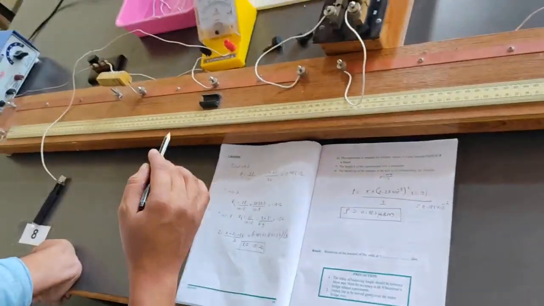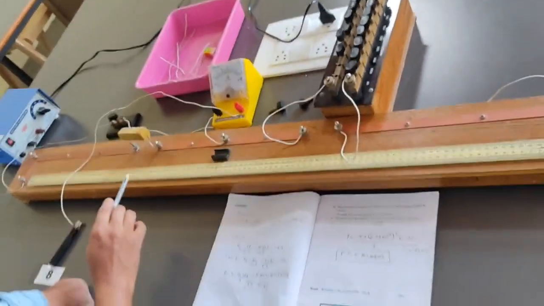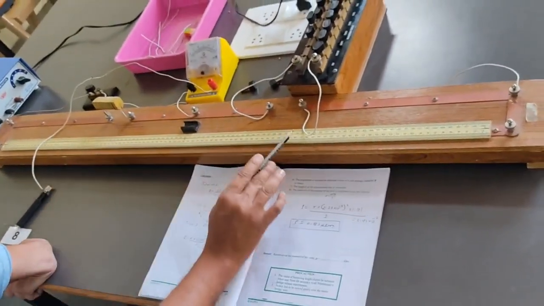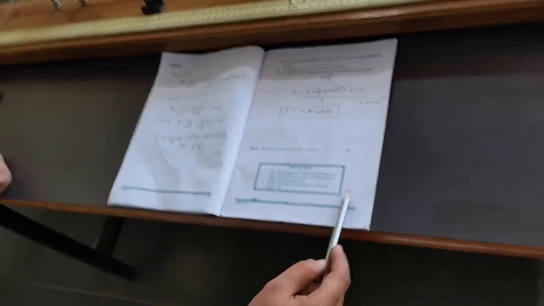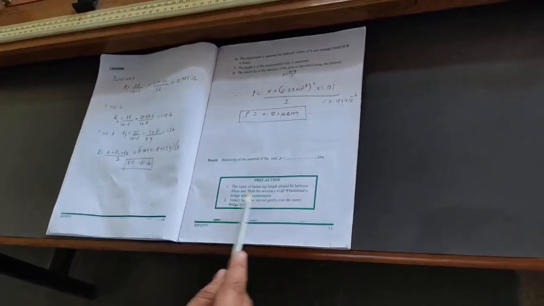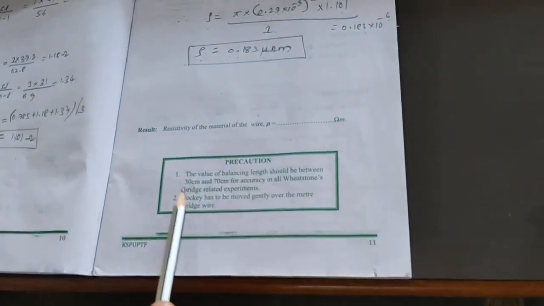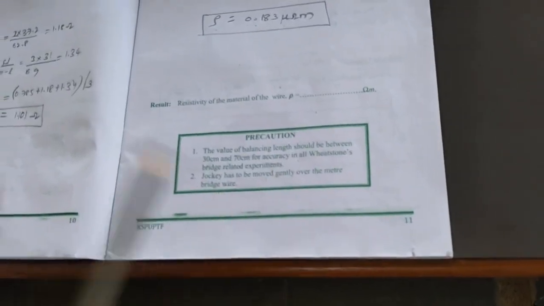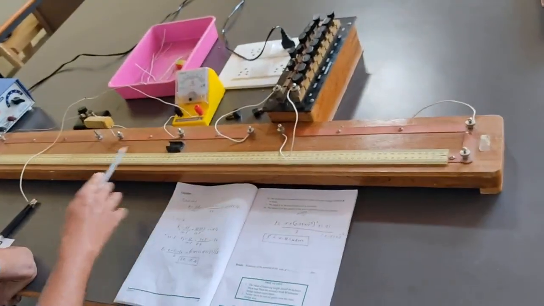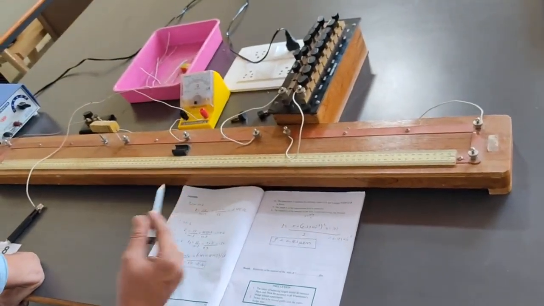Students, whenever you are working on meter bridge experiment, in order to get the accuracy, take the readings in between 30 centimeter to 70 centimeter. So as it is there in the precaution table, you can see this value of balancing length should be between 30 centimeter and 70 centimeter for accuracy in all Wheatstone bridge related experiment. Jockey has to be moved gently over the meter bridge wire. Okay, that's what I said now. Readings from 30 to 70, if you are getting as a balancing length, that will be more accurate.